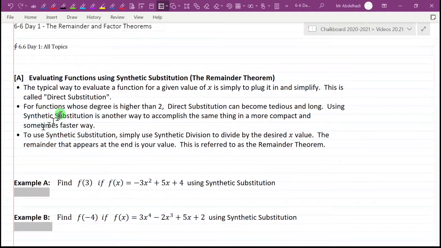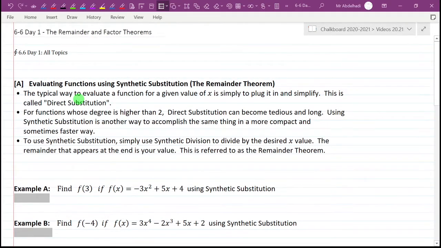Okay, welcome back. Today we're going to be doing section 6.6, which is called the remainder and factor theorem. We're going to start with the remainder theorem. The remainder theorem is something that you might think you don't need because it does something you already know how to do. However, we're still going to learn it and use it because it actually leads to something later on.